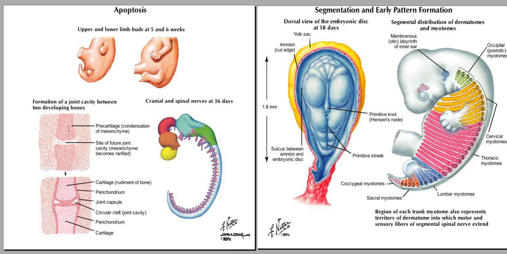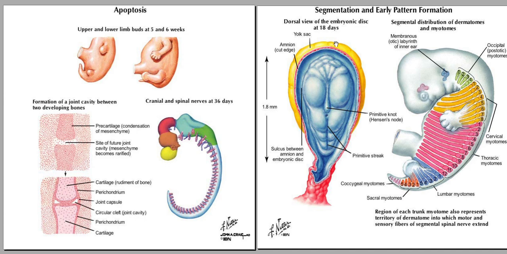We have the pre-cartilage condensation of the mesenchyme, and here, the future site of the joint cavity, the mesenchyme becomes rarefied, and here you have your cartilage, that's a rudiment of the bone, the perichondrium, the joint capsule, the circular cleft. There's a joint cavity, the perichondrium, and there's the cartilage over here.